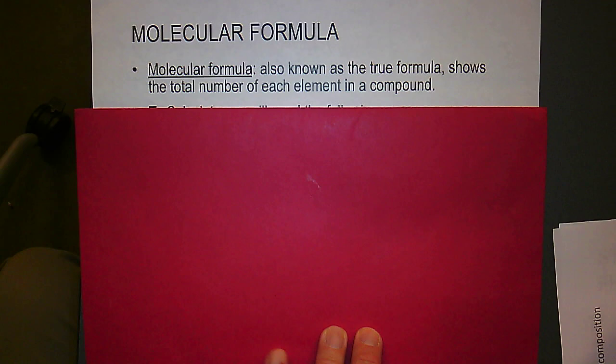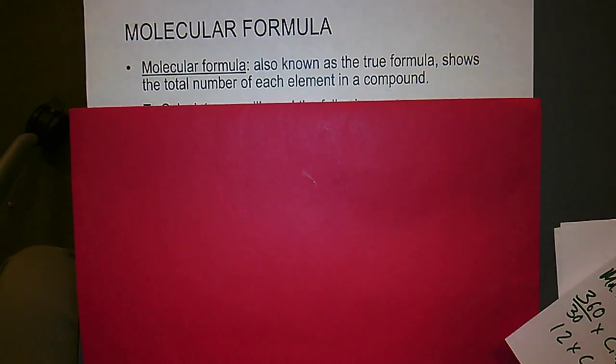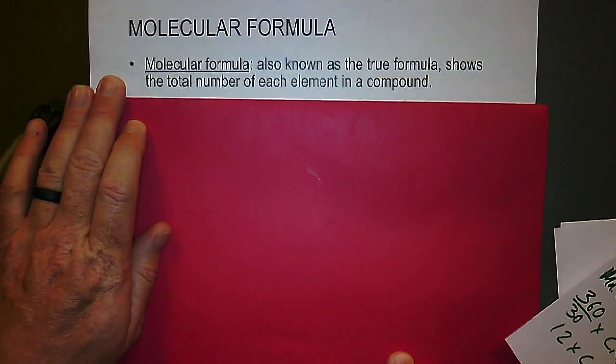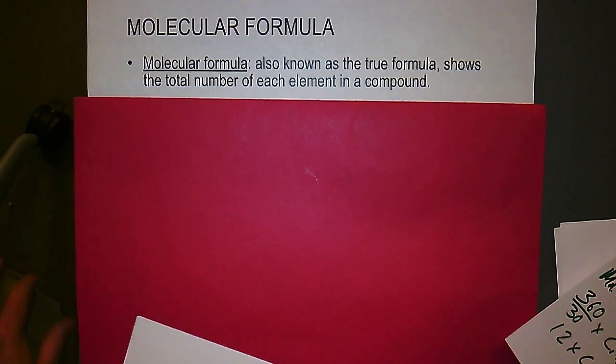Molecular formula is also known as the true formula, and molecular formula is the total number of each element in a compound, the total number of atoms of each element in a compound. All right? What we're going to be learning today is how to calculate it or come up with it from data. All right.